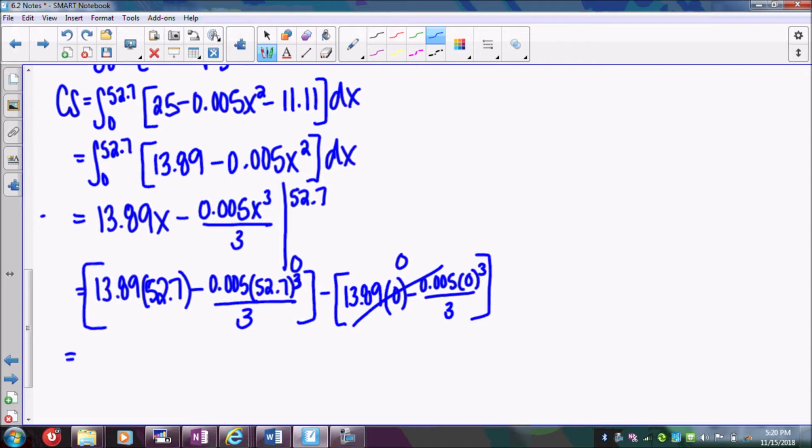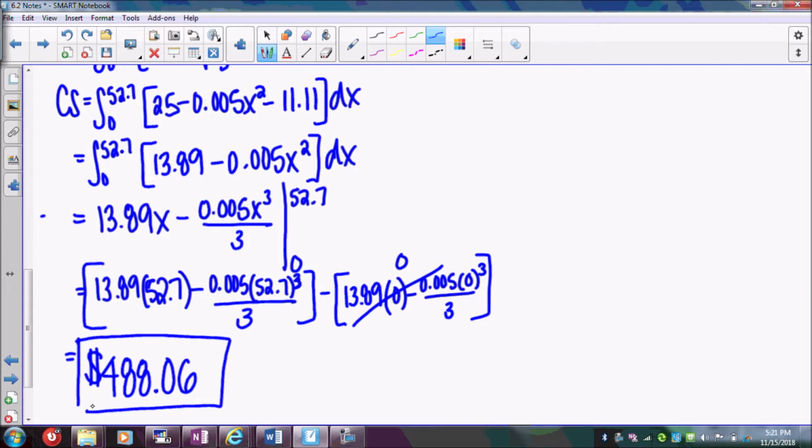So then when I actually go ahead and subtract these, and I multiply by the 52.7, plug in, subtract, I end up with $488.06. And again, this is an approximate because I rounded, but that's really what we're looking for. So that's a consumer surplus. So that's the additional amount of money that consumers were willing to spend but didn't have to spend.